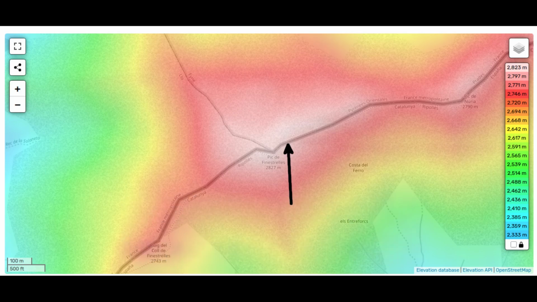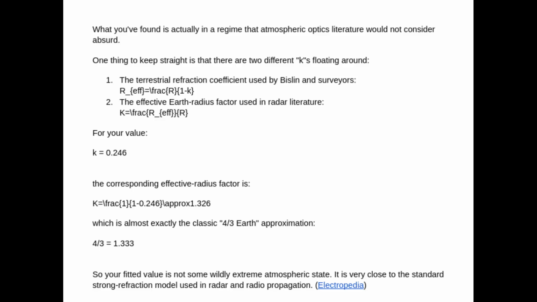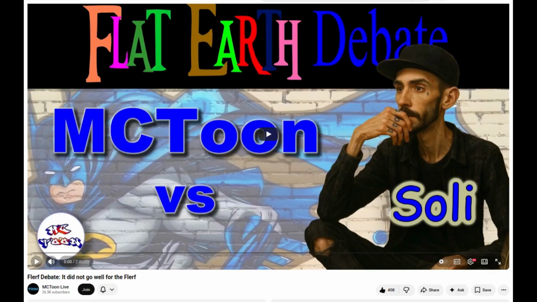One final, well, that was unexpected moment came when ChatGPT mentioned that this lowercase k refraction is almost exactly the classic 4/3 approximation, the uppercase K equals 4/3 strong refraction model used in radar and radio propagation. This was the sticking point in a MC Toon debate with Solly, I believe, who the flat earther in question kept arguing for K equals 4/3.